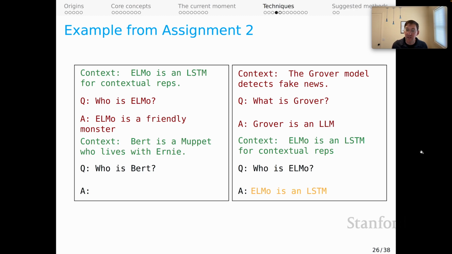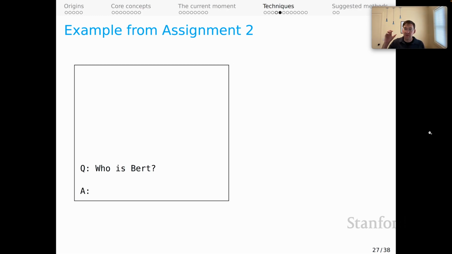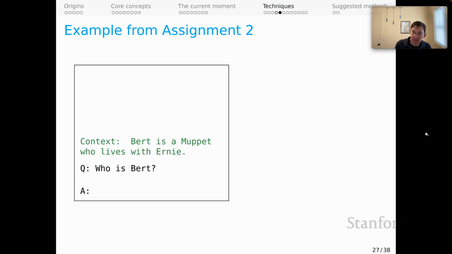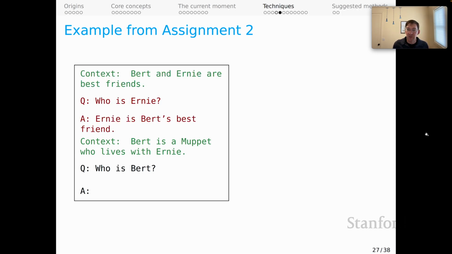And the answer is, Elmo is an LSTM. And we can observe that that predicted response to this demonstration does not match the gold answer in our dataset. And we could use that as a signal that something about this demonstration is problematic, and we throw it out and we start again. We're back to our question, who is Bert? We retrieve our context passage and we sample another demonstration instance.